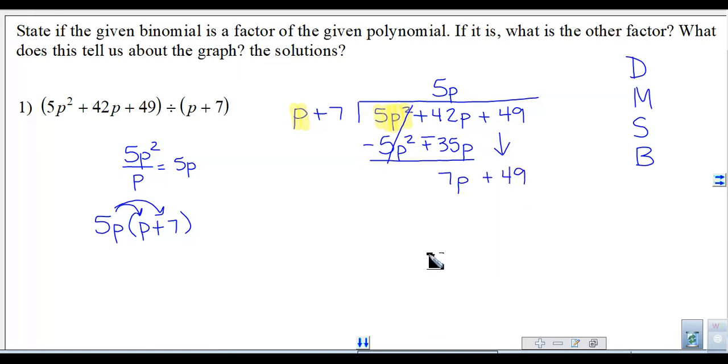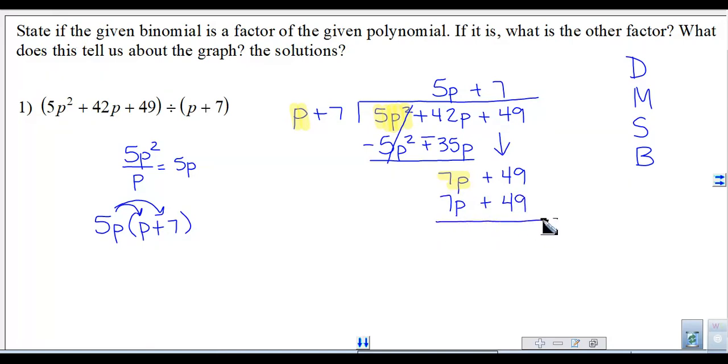Now we'll start the process again. Focus only on the first terms of each polynomial. How many times will p divide into 7p? Positive 7. If I take 7 and I multiply it times both terms of the divisor, I get 7p plus 49.